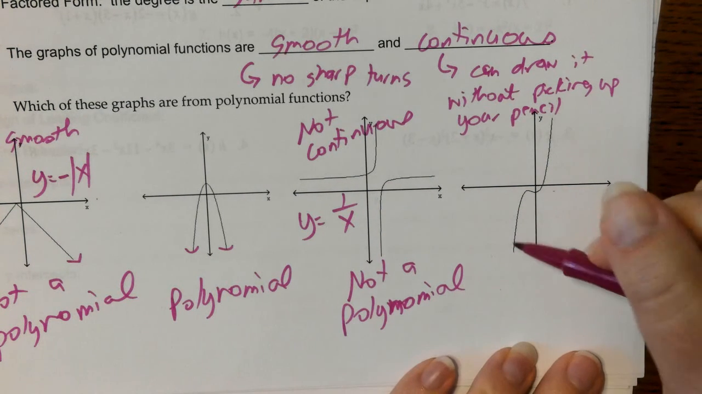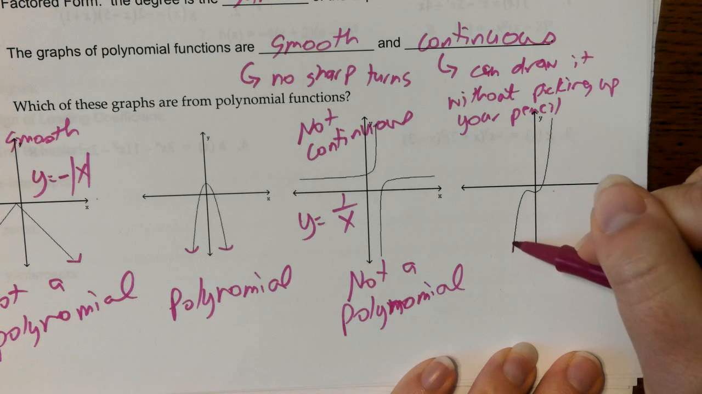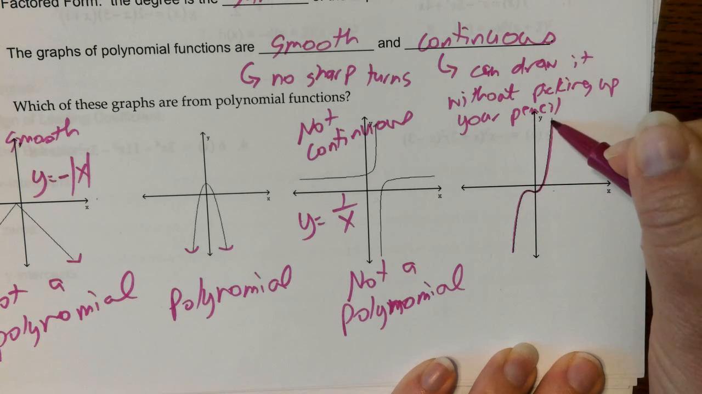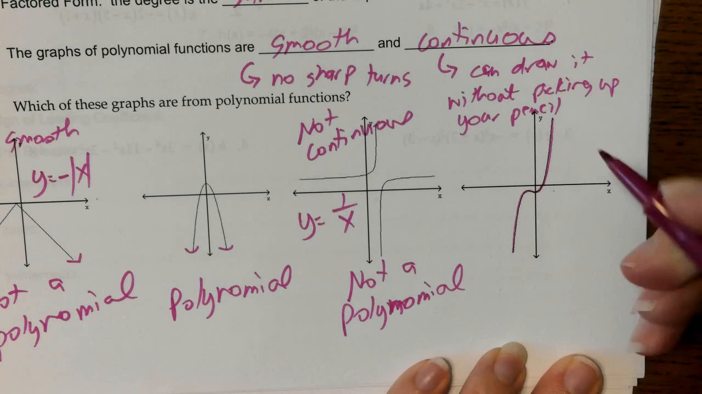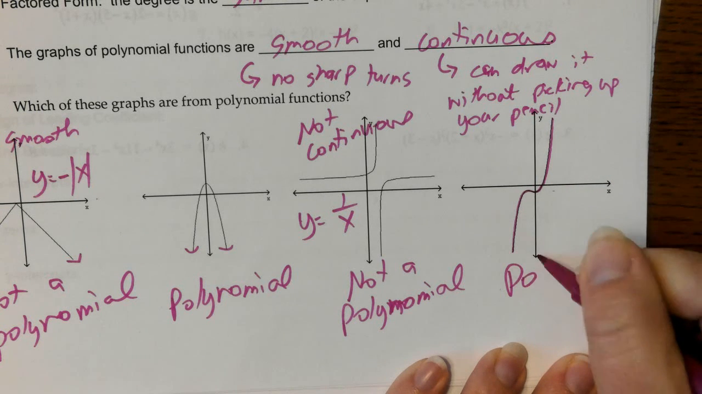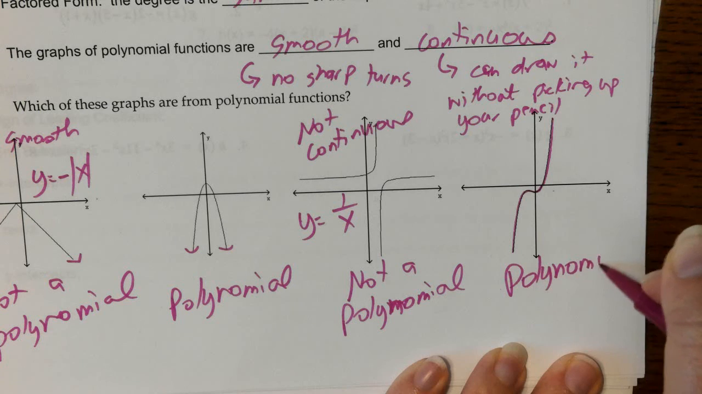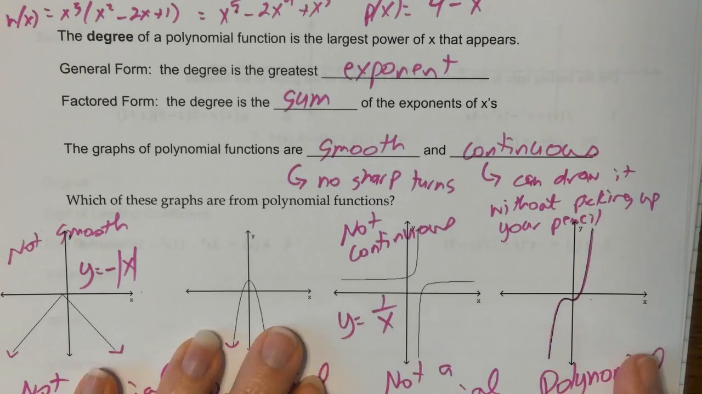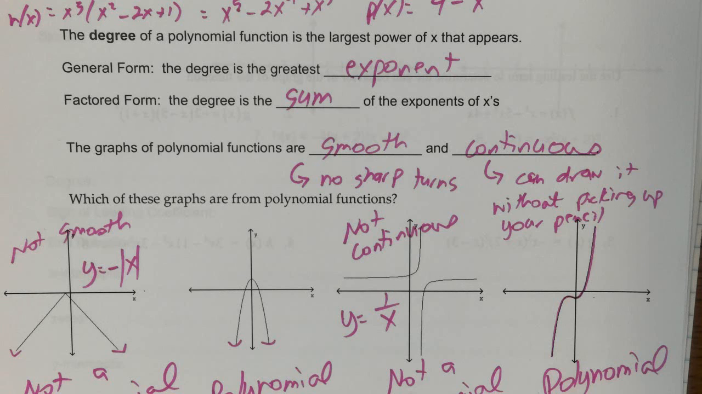Okay, this last one. It does seem smooth. There are no sharp turns or zigzags, and I can trace the whole thing without ever picking up my pencil. So this one is a polynomial. So hopefully you can look at equations and know whether you're dealing with a polynomial function or not, and hopefully you can look at a graph and know whether or not you're dealing with a polynomial function.